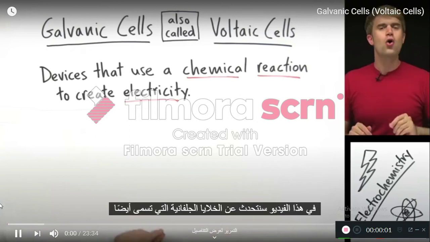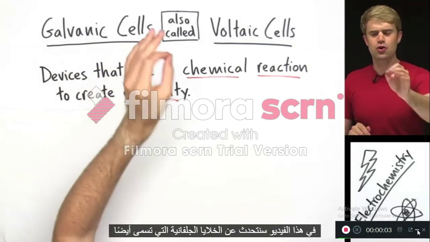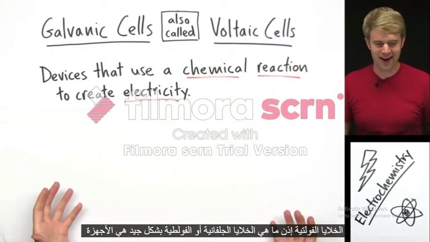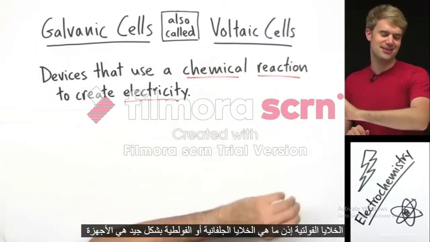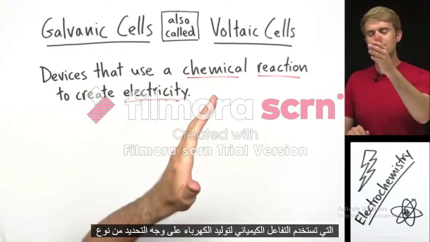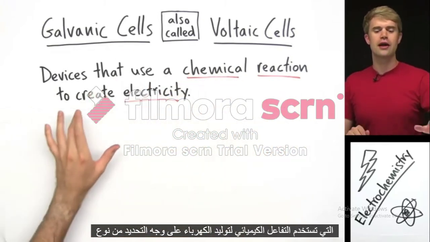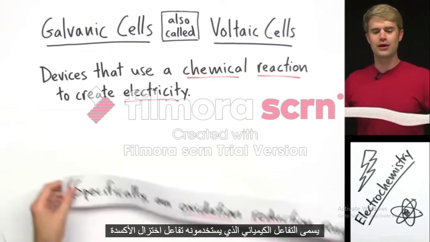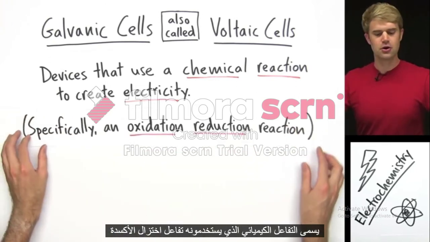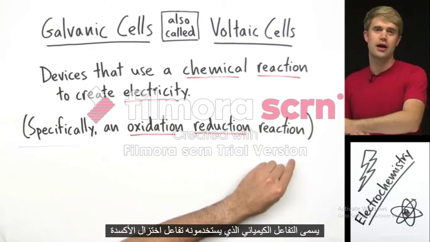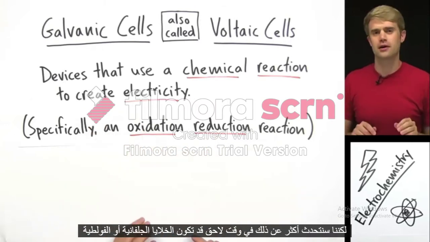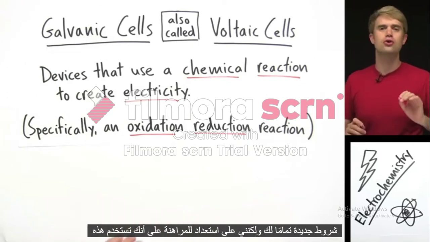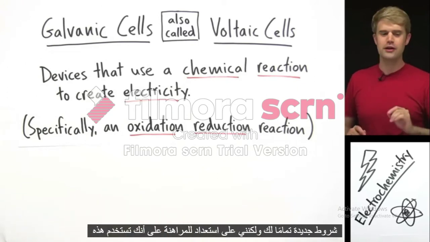In this video, we're going to talk about galvanic cells, which are also called voltaic cells. So what are they? Well, galvanic or voltaic cells are devices that use a chemical reaction to create electricity. Specifically, the type of chemical reaction that they use is called an oxidation-reduction reaction, but we'll talk more about that later.